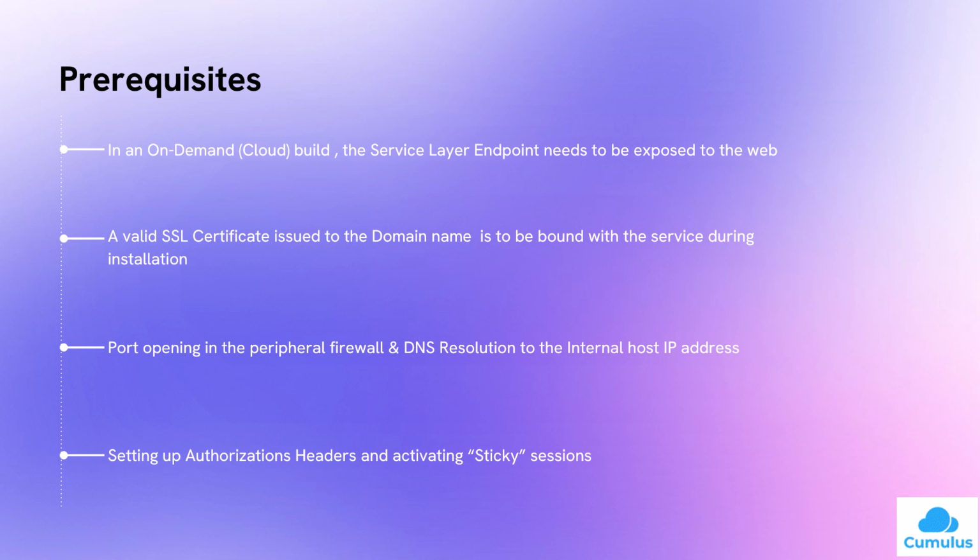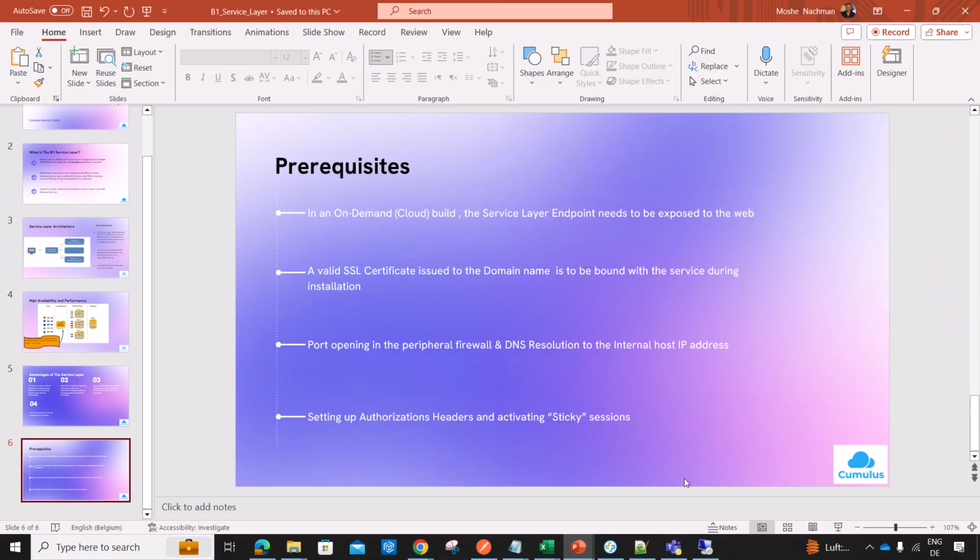And of course, setting up authorization headers and activating sticky sessions. This is also referred to as session affinity. I'll be showing you how to configure that as well. So this is the list of prerequisites. Let's go ahead and see how we can actually access the service layer.